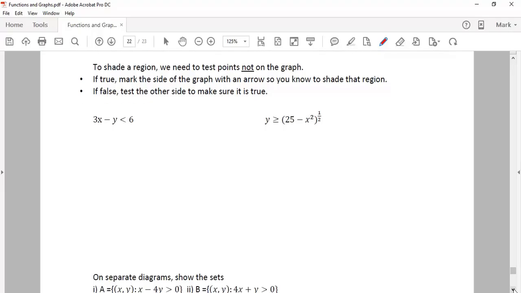So I'm just going to rearrange that because you know it's a straight line, and I like the form y equals mx plus b when I graph lines. You don't really have to do this, but I like it. And we want a positive y, so we times through by negative 1. So that reverses the inequality.